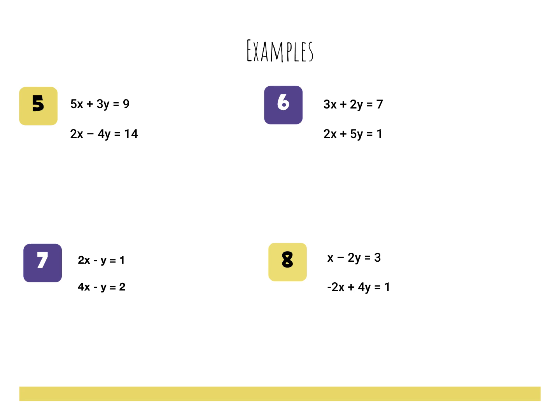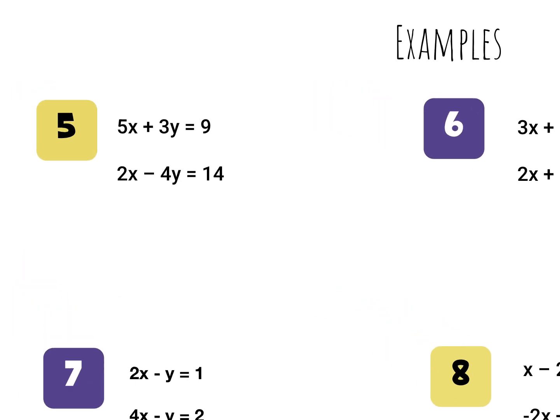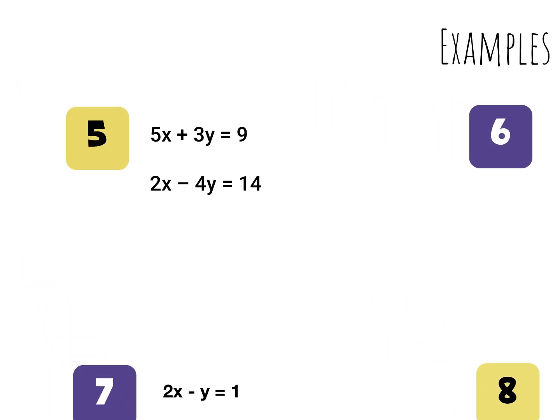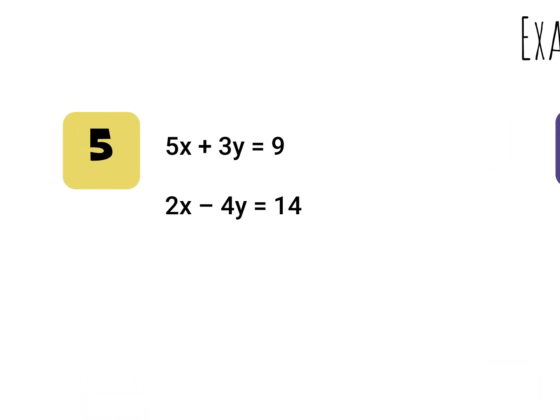Okay, let's try this page now. Let's look at number 5. Do we have opposite coefficients, same number, opposite sign? We do not. Do we have anything that could help us? Do we have an opposite sign already? Yeah, the y's. We see that the y's have opposite signs. So I want the 3y and the negative 4y to be the same number but opposite. Is there anything we can do to get that?